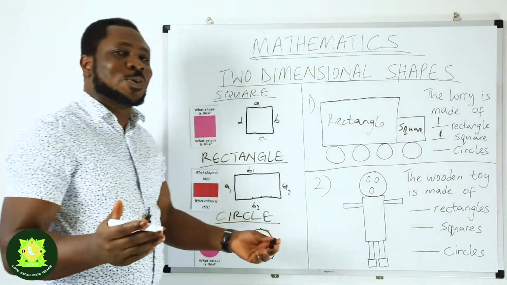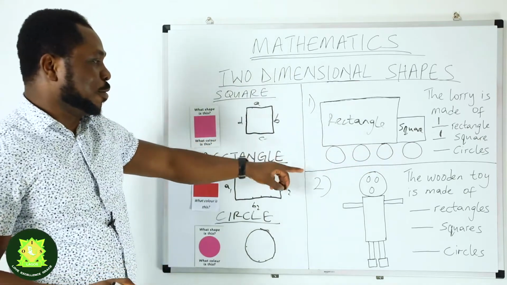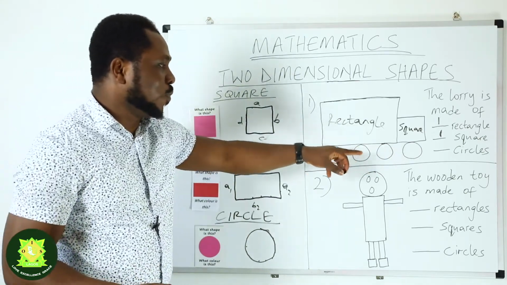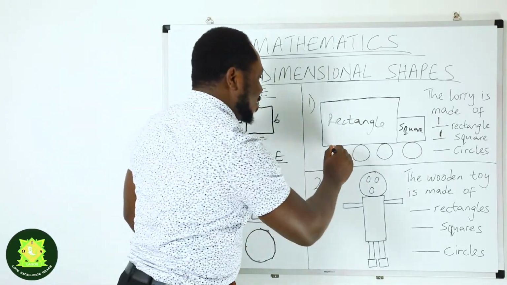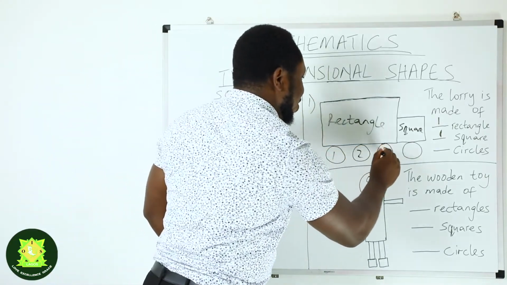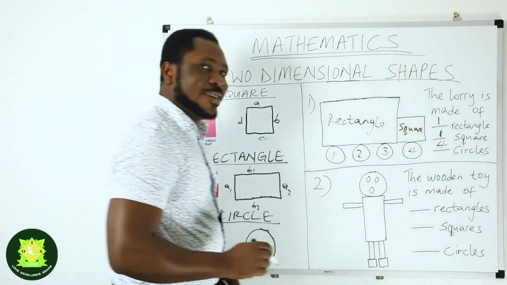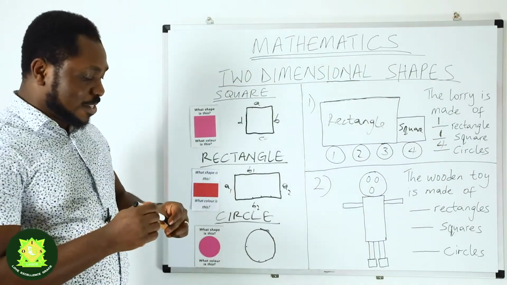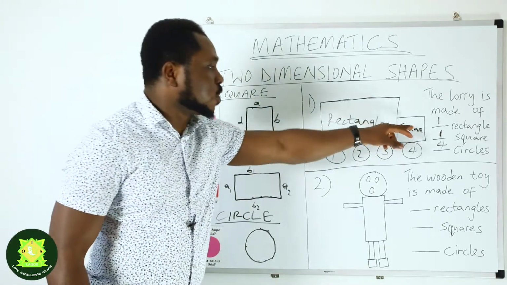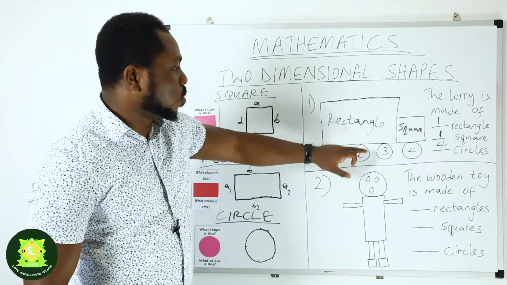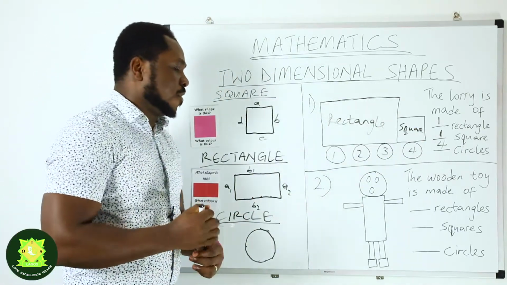So how many circles do we have on the board? We can see that we have 4 circles on the board. 1, 2, 3, 4. Good. So the lorry is made up of 1 rectangle, 1 square, and 4 circles. Well done if you got that.